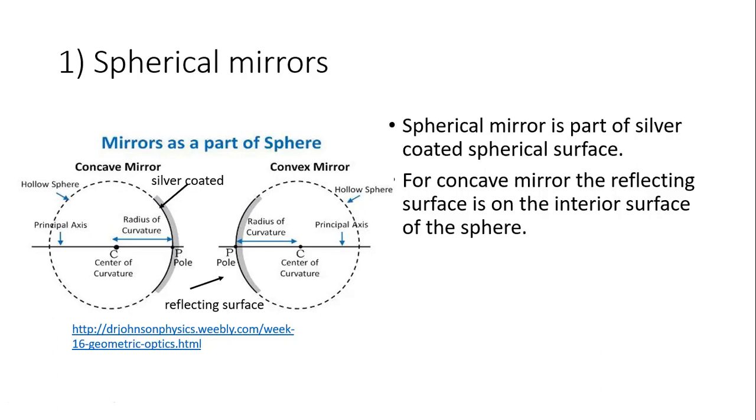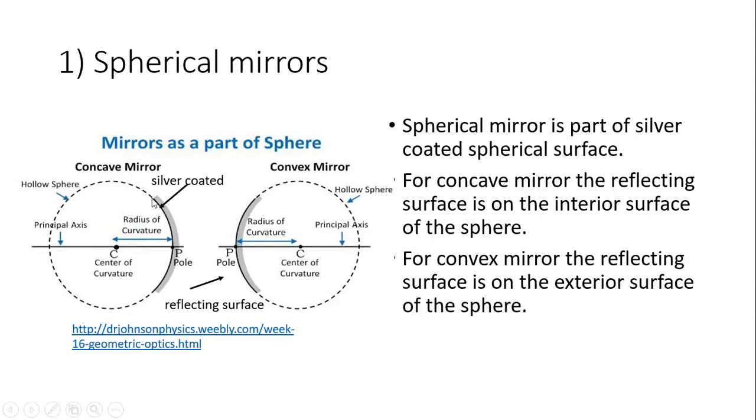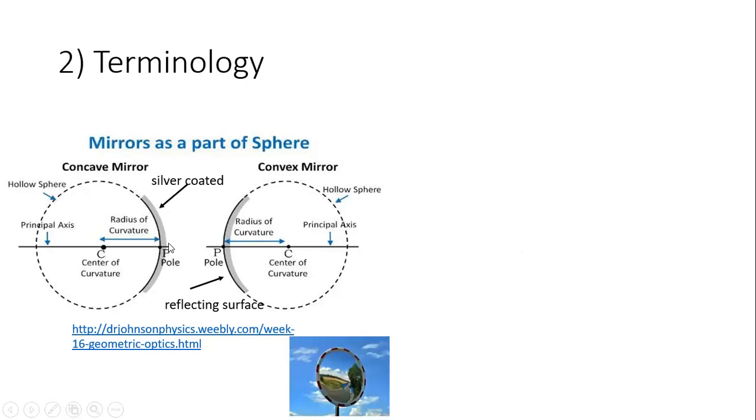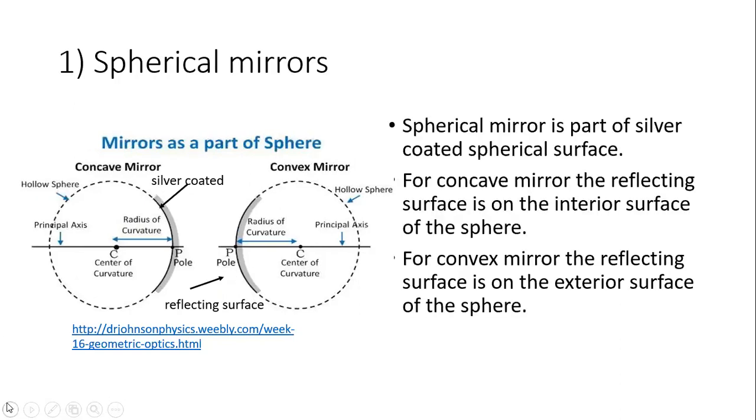For a concave mirror, the reflecting surface is on the interior surface of the sphere. Just like a cave, if you like. If you draw a straight line, this is like a cave. So that's concave. This is the interior, so that is your reflecting surface. Whereas for convex, the reflecting surface is on the exterior. This is the interior, that's the exterior. Remember, they are part of a circle or part of a sphere. So that's the reflecting surface of a convex mirror.